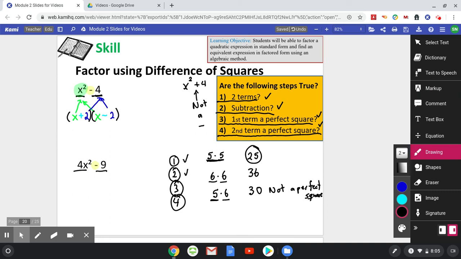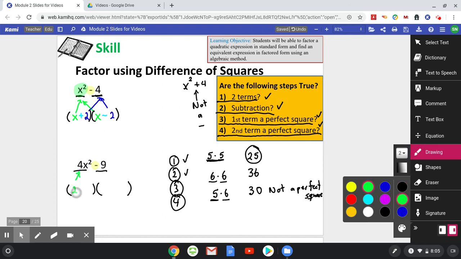Number 3, is the first term a perfect square? That means I need to find a number that when I multiply it by itself, I get 4. Well, what if I multiply 2 times 2? 2 times 2 gives me 4. I also need to do the same thing for the x squared. Is there anywhere that I can get x squared by multiplying a number times itself? Well, yes, x times x. So the green ones, 2 times 2 give me the 4, and the purple ones, x times x, give me the x squared. We also have a check mark for step number 3.